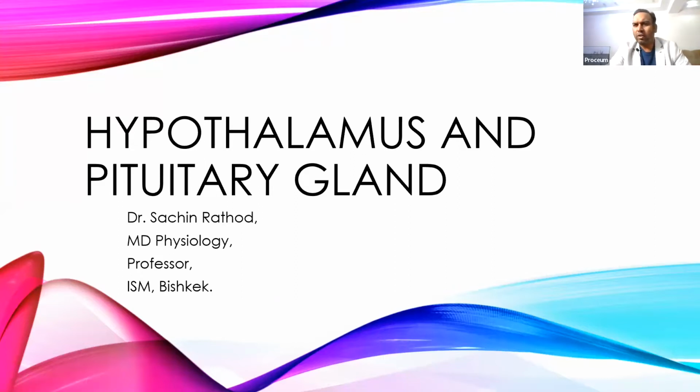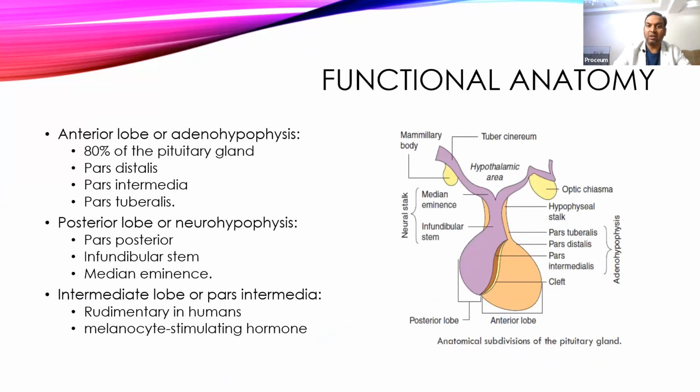Okay, so whenever we are talking about the pituitary gland, we will not discuss the pituitary gland alone because it has a close association with the hypothalamus, and with the help of the hypothalamus and pituitary together, they control the rest of the body's endocrine functions. That's why we usually discuss the hypothalamus and pituitary together. Now first we see the pituitary gland's functional anatomy.